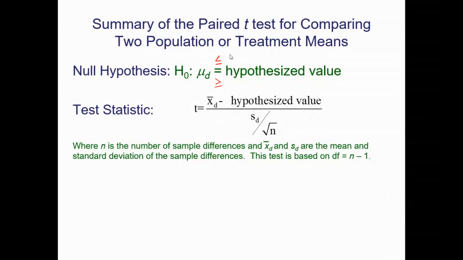Okay, for the test statistic, now we're kind of simplifying it. We got complicated. Now we're going to simplify it a bit. So our test statistic is that t equals x bar d, where x bar d is the sample mean of the differences, minus the hypothesized value, divided by the standard deviation of those differences over the square root of n.